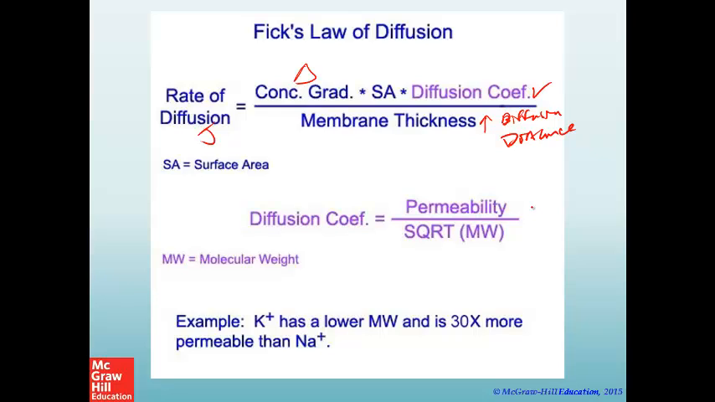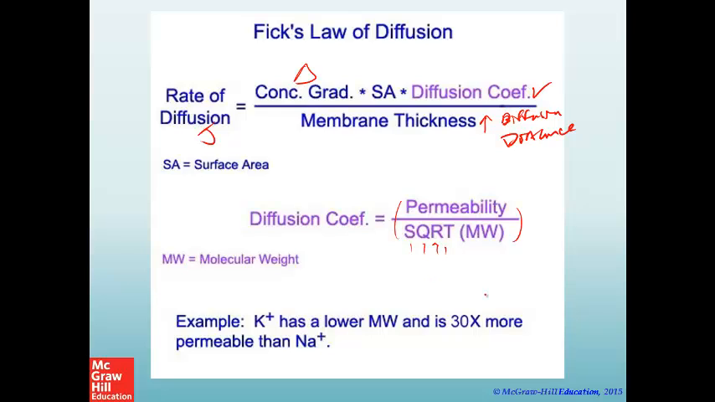The diffusion coefficient for each substance is going to be determined by its permeability over its molecular weight, which gives you a number of different variables down here for each molecule, right? Solubility, the R constant, temperature, etc.